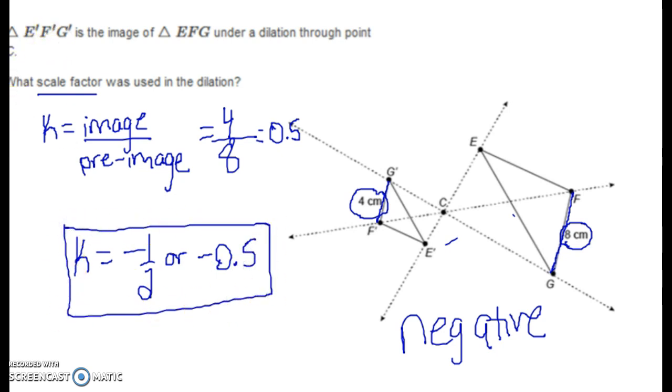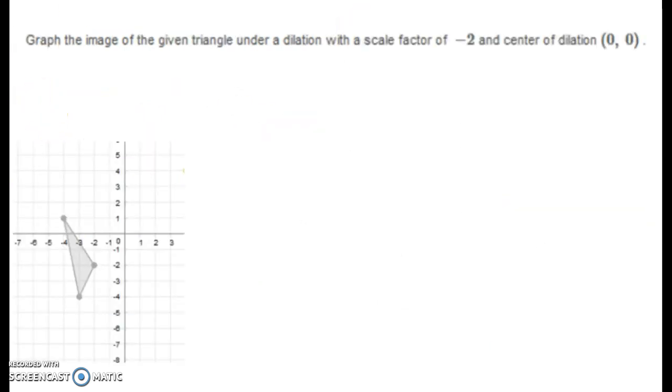Be really careful to check those positives and negatives after you use your formula. All right. Graph the image of the given triangle under a dilation of a scale factor of -2 centered at 0, 0. So again, all we're going to do is take our ordered pairs. This one's at -3, -4. And we're going to multiply each of those pieces by -2. -3 times -2 is a +6. -4 times -2 is a +8. So this new point would be over here at 6, 8.